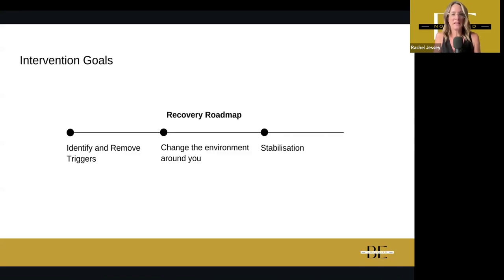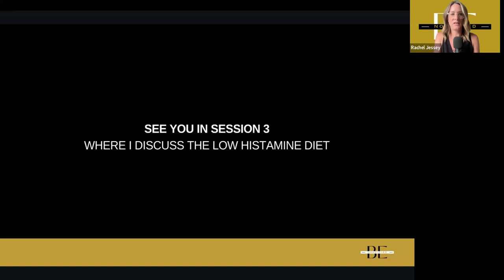But ultimately, the intervention goals are going to be identifying and removing any triggers that have been looked at through the histamine bucket. And then it's about changing the environment around you. And that overall is going to bring the stability that medications, supplements, and the low histamine diet is likely not going to be able to achieve.